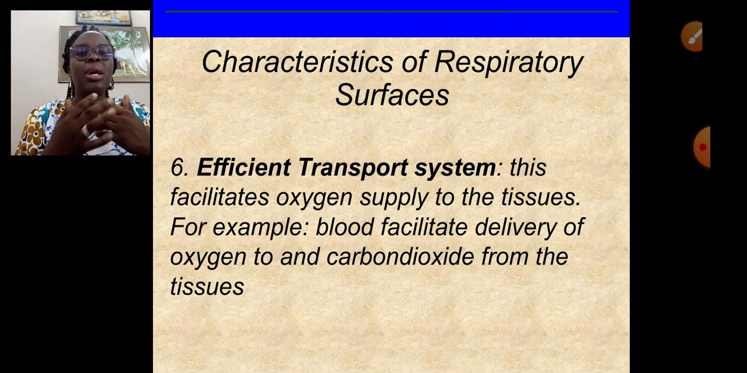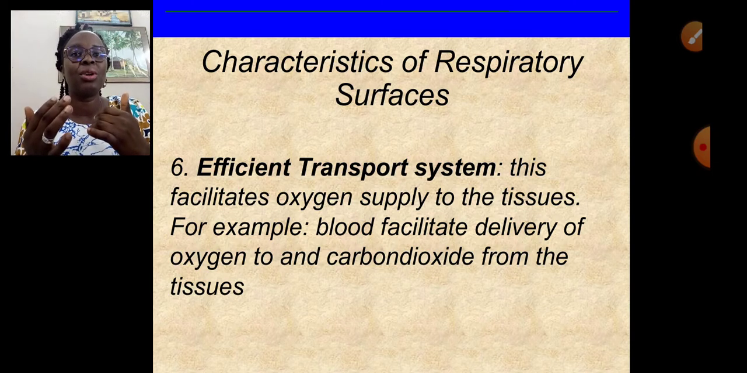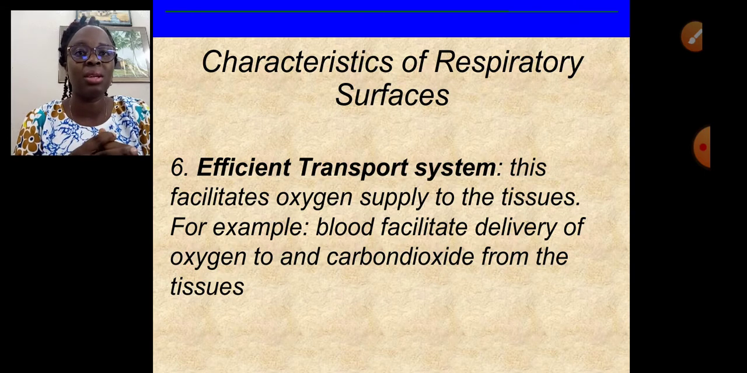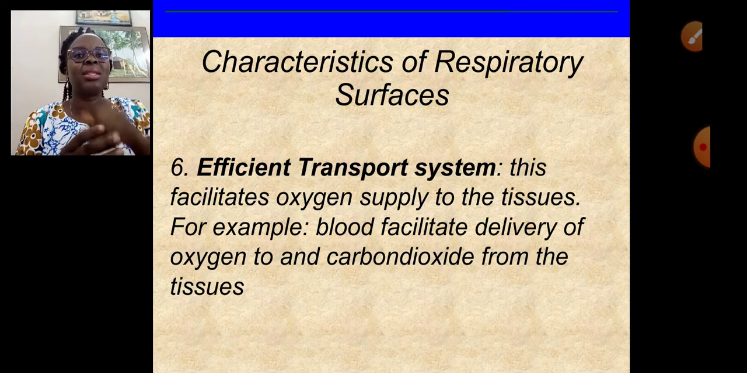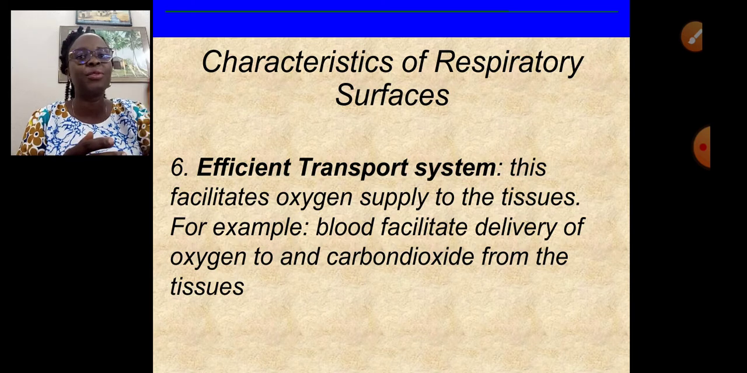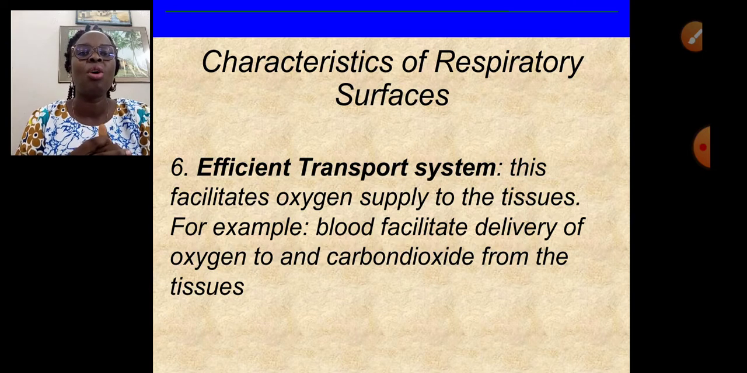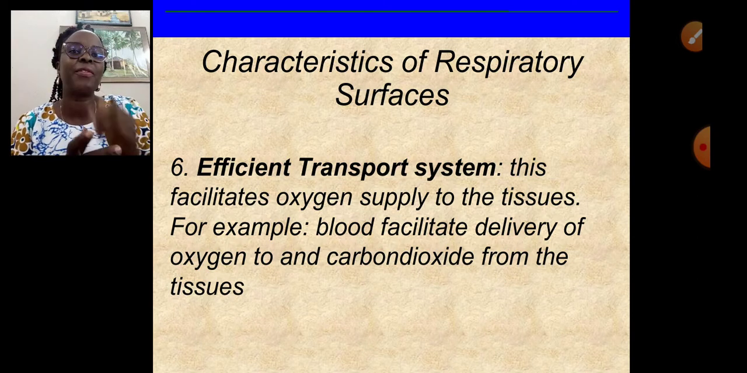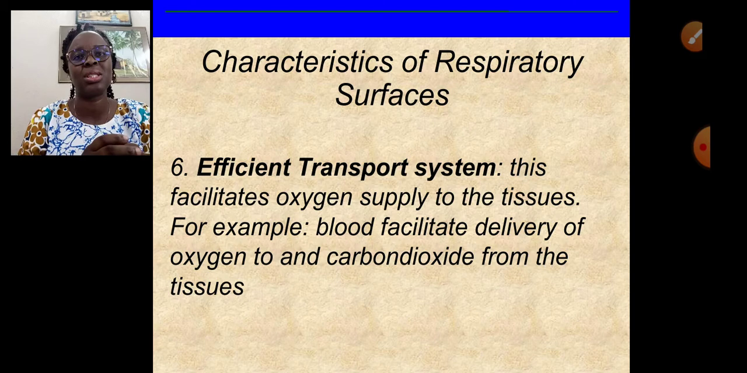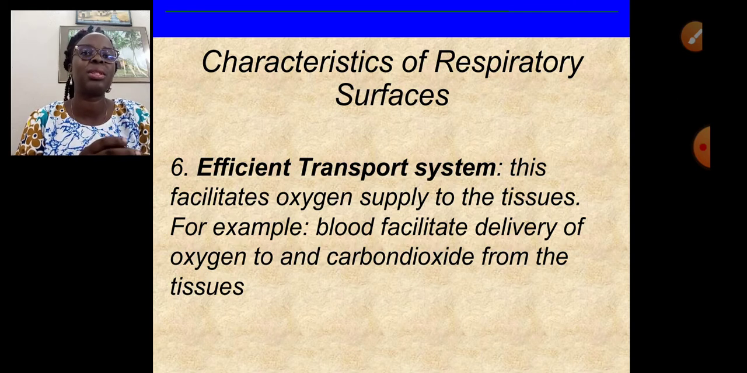For example, blood is part of the transport system. It helps in moving digested food, or oxygen, carbon dioxide, anything that needs to move from one place to the other. So blood helps to facilitate the delivery of oxygen to the tissue and the removal also of carbon dioxide from the tissue. So there must be an efficient transport system within the particular organism where respiration wants to take place.